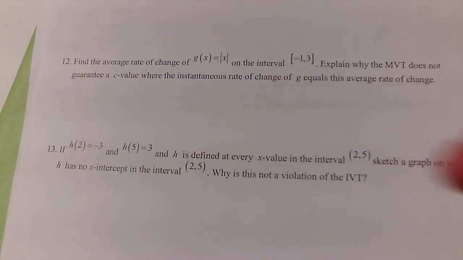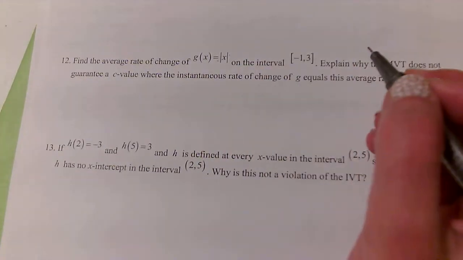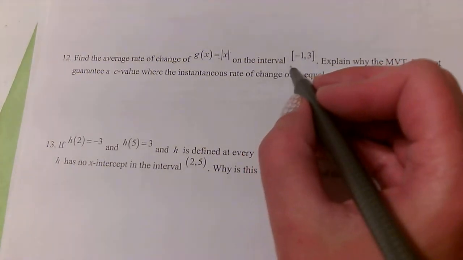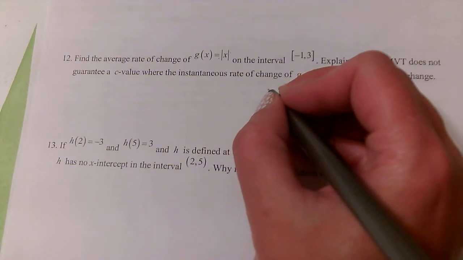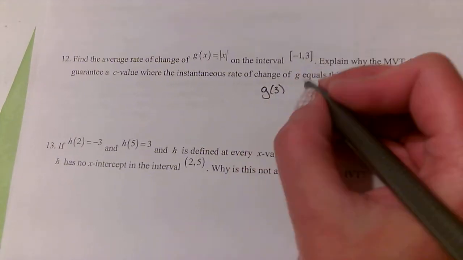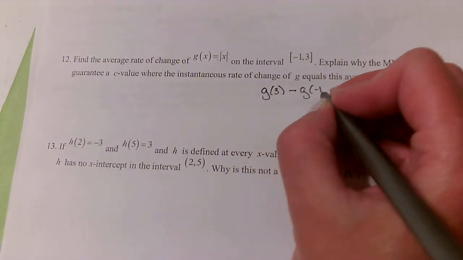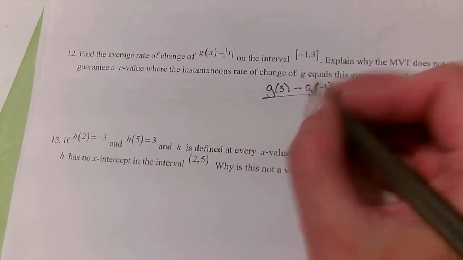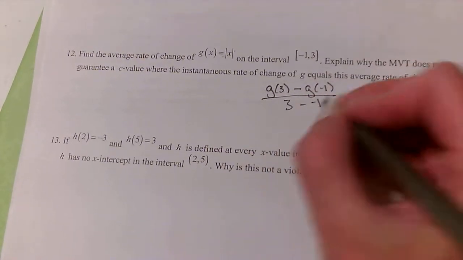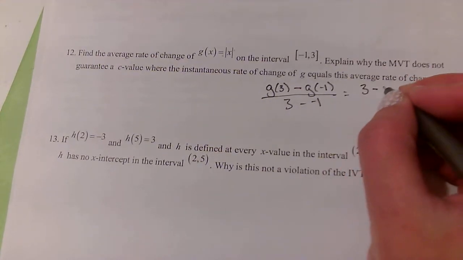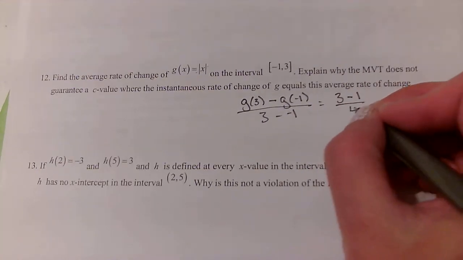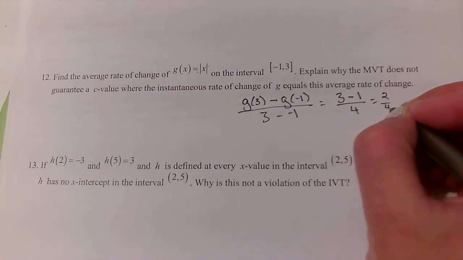Find the average rate of change of g of x equals the absolute value of x on the interval of -1 to 3. Well, that would be g of 3 minus g of -1 over 3 minus -1. G of 3 is 3, g of -1 is 1, and that's 4, so that's 2 over 4.